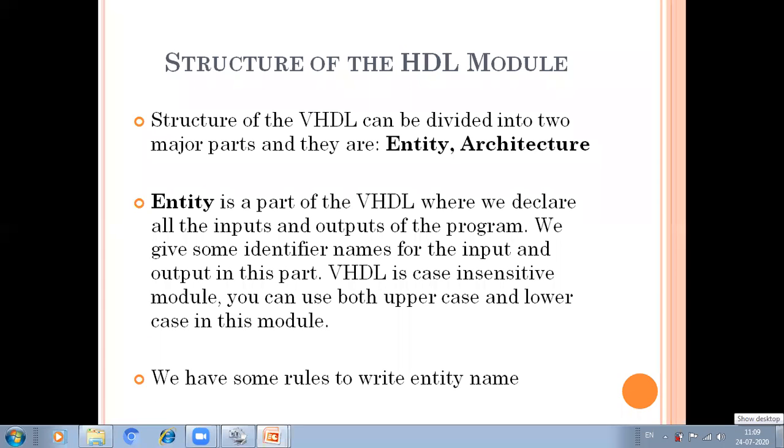Before going on to the architecture, we'll understand the term entity. The entity declaration specifies the name of the entity being modeled and lists the set of interface ports, like these inputs and outputs. Ports are signals through which the entity communicates with other models in its external environment. So we'll understand what the rules to write the entity are.